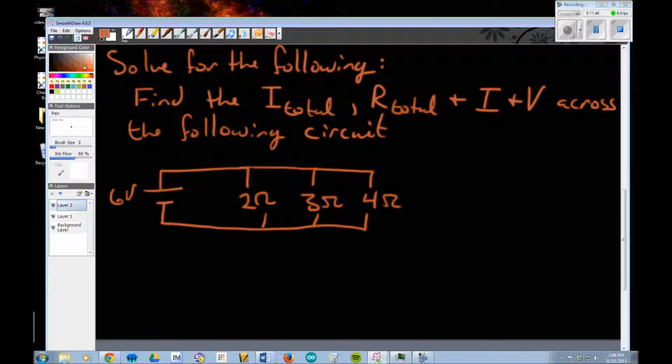Put 6 volts on there. Okay? So what you've got to do is find the total current leaving the battery and therefore returning to the battery, the total resistance of the entire circuit. Another way to talk about that is the equivalent resistance of this entire circuit. And also the current through and the voltage drop across each of these resistors.